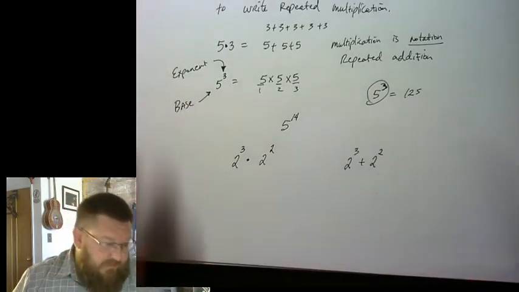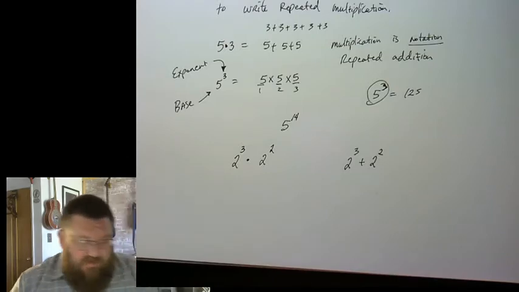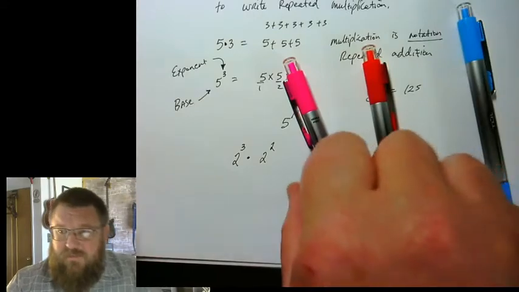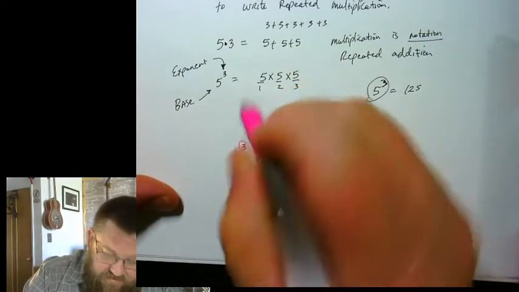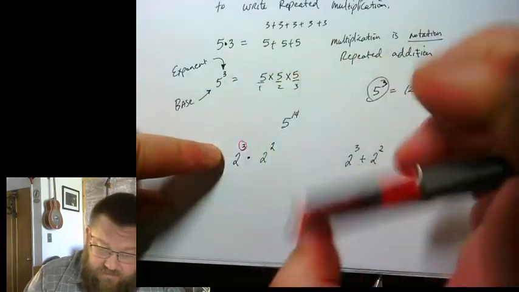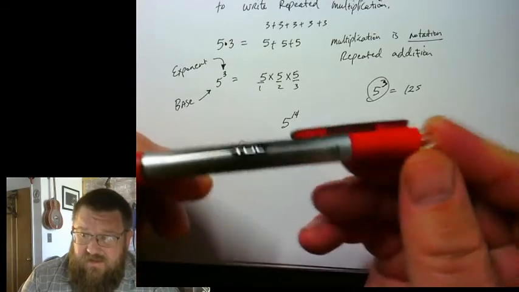Well, let's see here. Oh man, we're going to get some beautiful fancy colors going here for you guys. We've got some red, pink, light blue. So check this out. See this 3 right here? That means there are 3 of the base. And the base is, oh no, this pen doesn't work. Look at that.